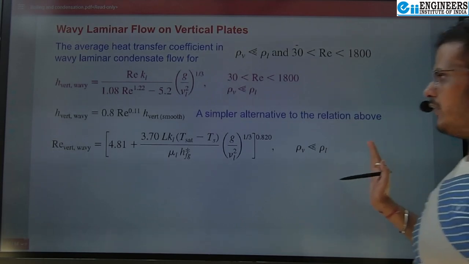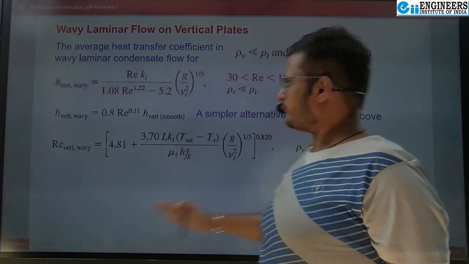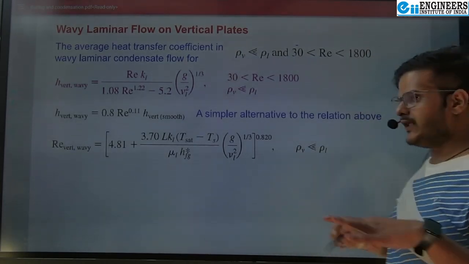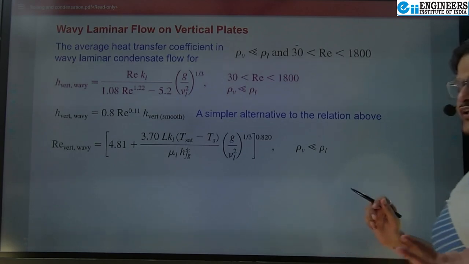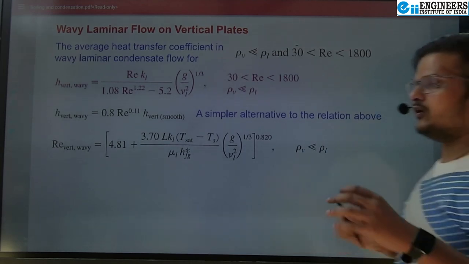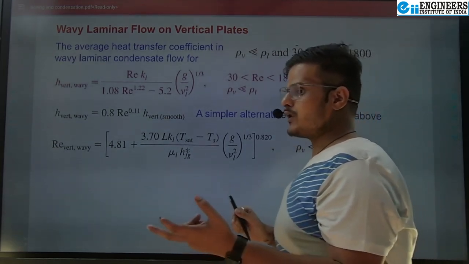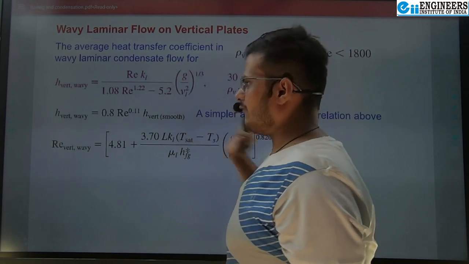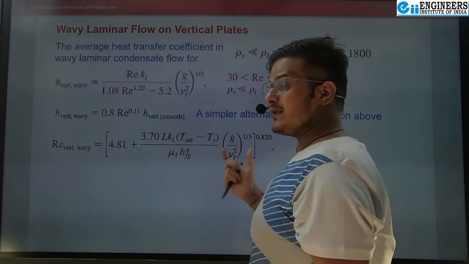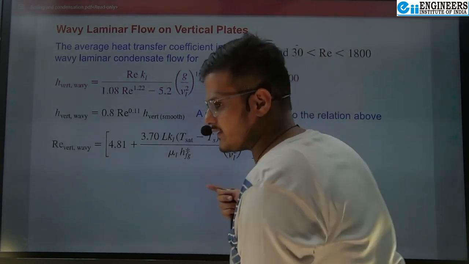For the wavy laminar flow, this is the equation for the convective heat transfer coefficient. In your GATE examination, a laminar question may come, but wavy laminar is very difficult to be asked. If it is asked to determine, then all those properties will be given to you, but you can remember the formula so that at least you can recognize what it symbolizes there.